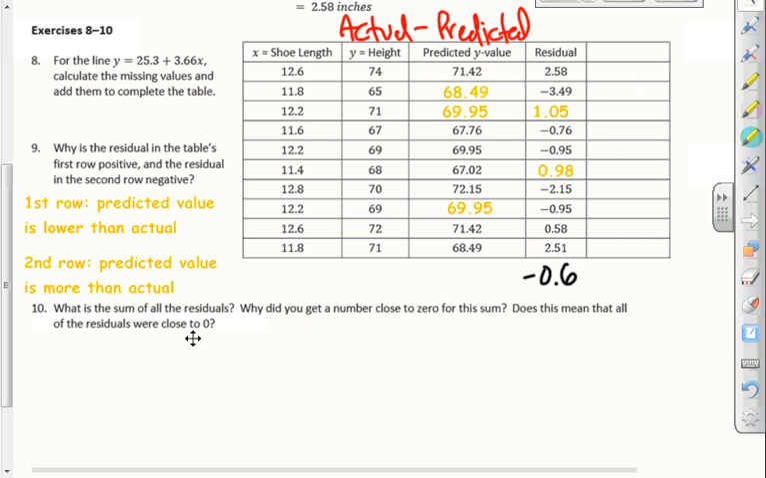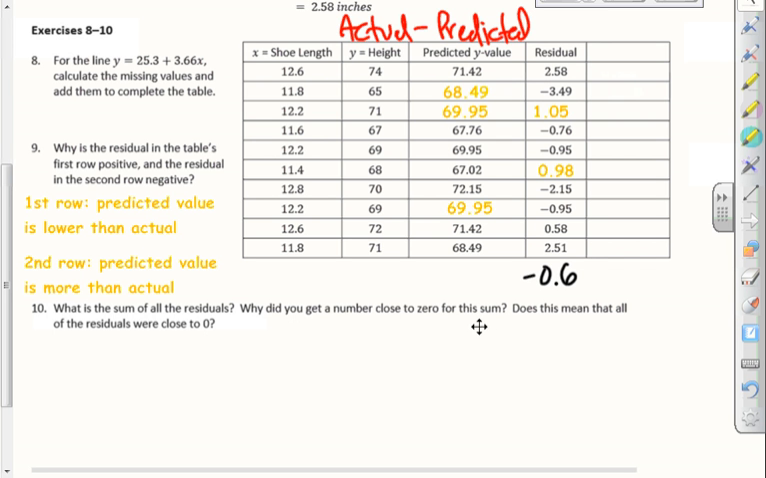Well, actually, let's start with that third question first. If we look at the residuals, some of them are close to 0. For instance, this one here, 0.58. Here's another one that's fairly close to 0, negative 0.76. But others are not. I see a 2.51, negative 3.49. In fact, this is actually the worst prediction of all, because this is the residual that's furthest away from the line. So just because we got a sum that was close to 0, it does not mean that all the residuals were close to 0.